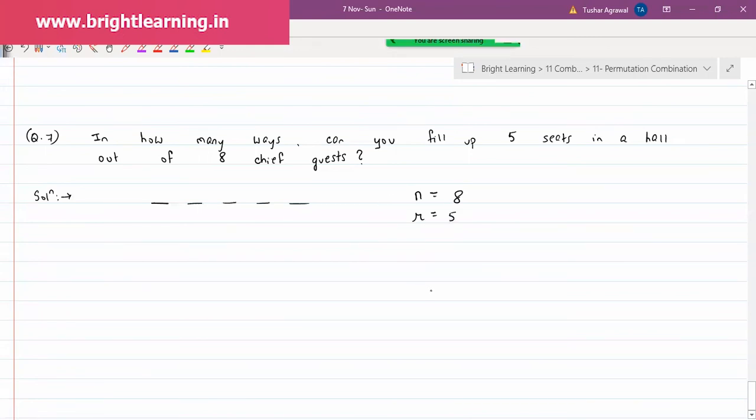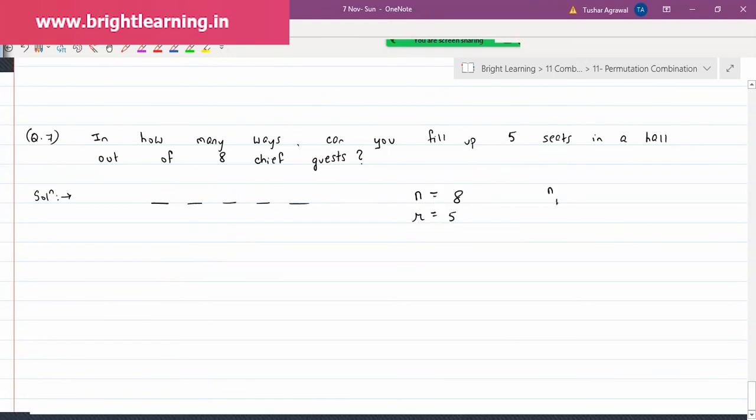And sir, here you have not mentioned the condition of repetition or without repetition. This is a practical life example, so it is obvious common sense that repetition cannot occur. If Yash is the chief guest sitting over here, can he simultaneously sit at this place? Not possible. So it is common sense that repetition is not allowed. You have to realize that distinct objects are there, the without-repetition scenario is given, and 5 guests out of 8 have to be filled up. So this is an nPr problem.